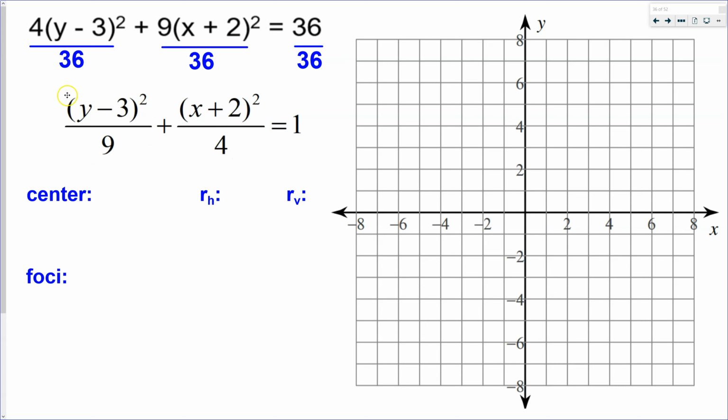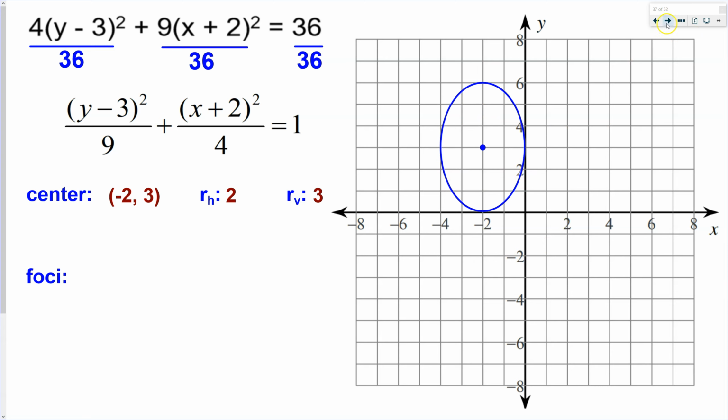Now be very careful here. They've listed the y term first, and it is longer. So this is a tall and skinny ellipse. So our center is at -2, 3. Our horizontal radius is the square root of 4, which would be 2, and our vertical radius is the square root of 9, which would be 3. So we get that information in there. We can go ahead and plot it just like we always did.